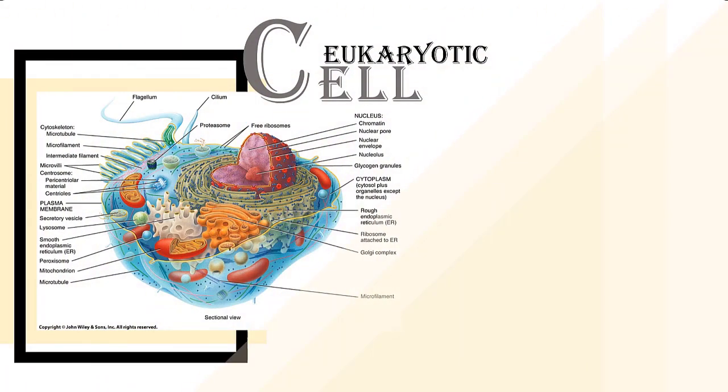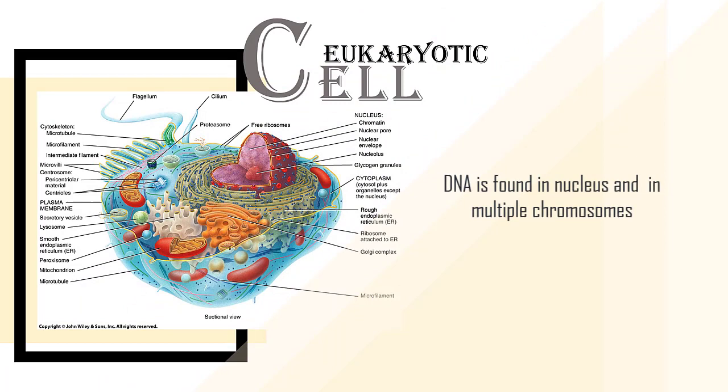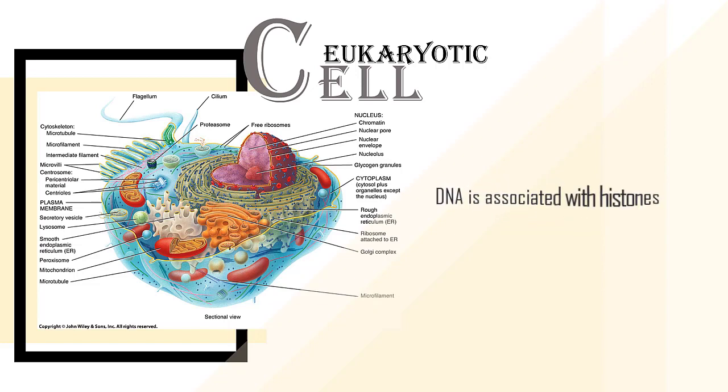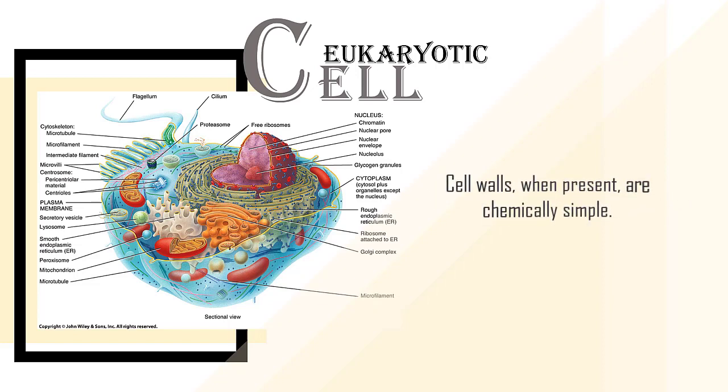As compared to prokaryotes, eukaryotes' DNA is found in the cell's nucleus, which is separated from the cytoplasm by a nuclear membrane, and the DNA is found in multiple chromosomes. In addition, their DNA is consistently associated with chromosomal proteins called histones and with non-histones as well. They also have a number of membrane-enclosed organelles, including the mitochondria, the endoplasmic reticulum, the Golgi apparatus, the lysosomes, and sometimes chloroplasts. Their cell walls, when present, are chemically simple.